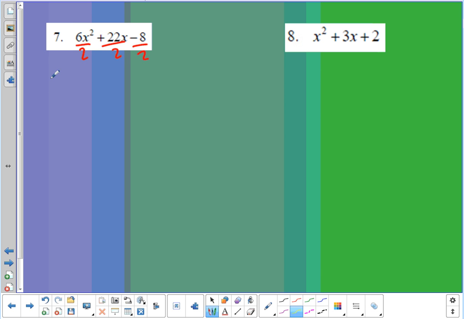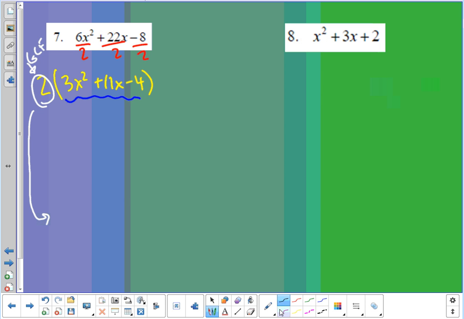And what that does for me is leave me with 2 out front, and then 3x squared plus 11x minus 4 inside. Okay, so now this is like the GCF that's just hanging out front. That's a GCF of the whole thing. We are going to just leave that off and bring it back down into our factored form at the end. I like to draw that little arrow in so I don't forget to actually take the whole thing off. So now I need to factor this middle trinomial. So that's what I'm going to do next.